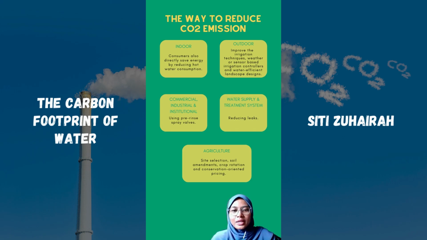For outdoor, we can improve the irrigation technique, use weather or sensor-based irrigation controllers, and water-efficient landscape design. For commercial, industrial, and institutional, we can use pre-rinse spray valves. For water supply and treatment system areas, we can reduce leaks by regularly maintaining the water supply and treatment system. Lastly, for agriculture, we can reduce carbon dioxide emissions by site selection, soil amendment, crop rotation, and conservation-oriented pricing.